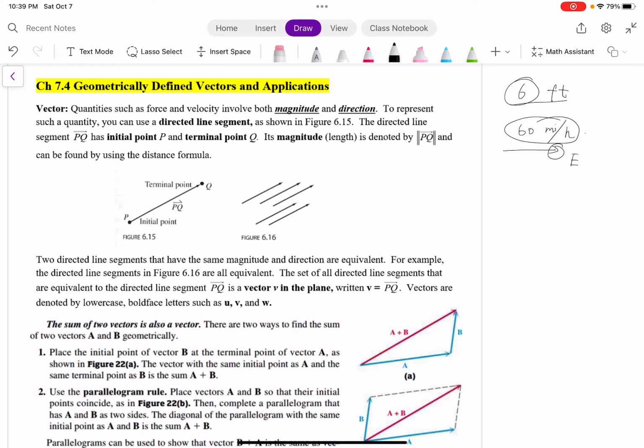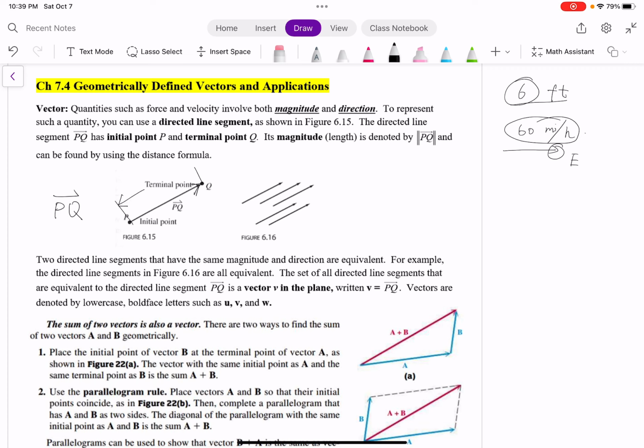How to describe a force? We can use a directed line segment. For example, I have PQ. So this represents the vector from the P point to Q point. So from P to Q, okay, this is a direction. The length from P to Q, we call this magnitude. For example, my speed is 60 miles per hour. So the length from here to here is 60 miles per hour.